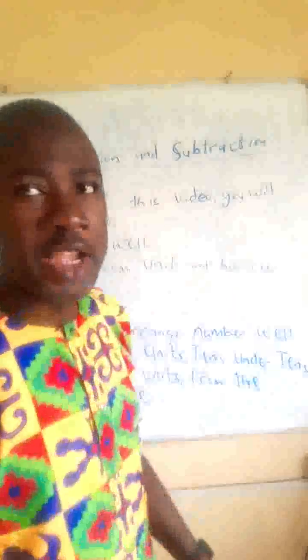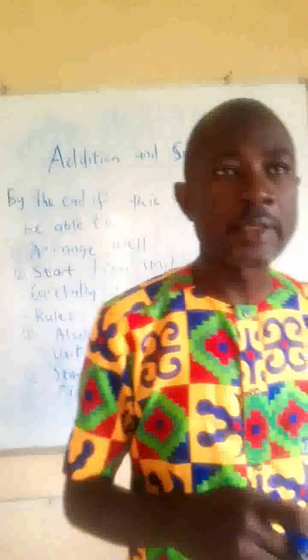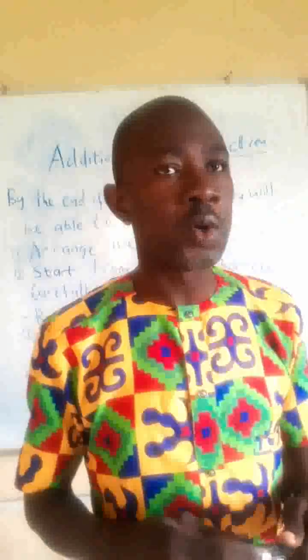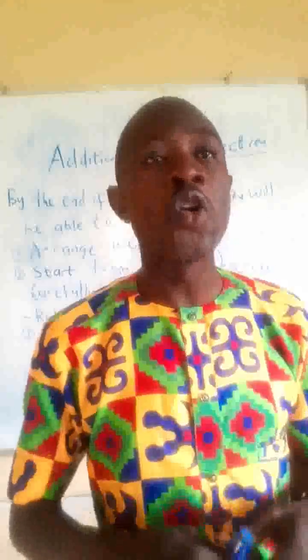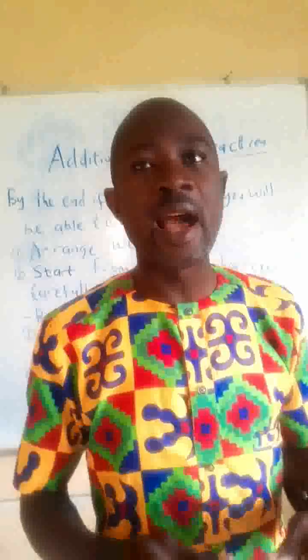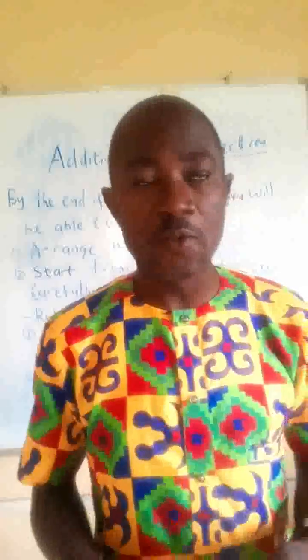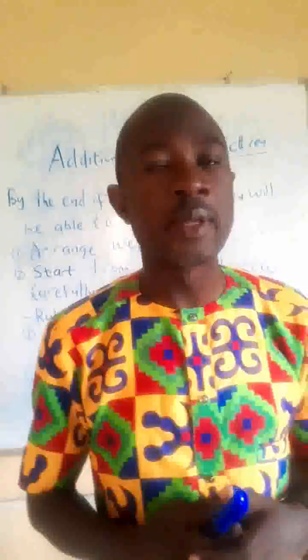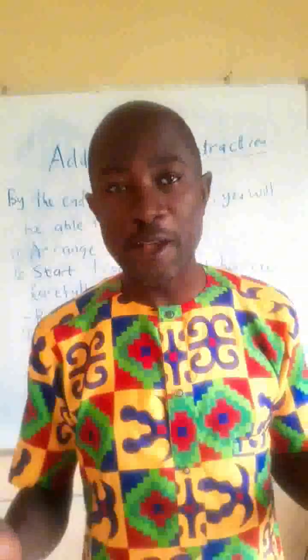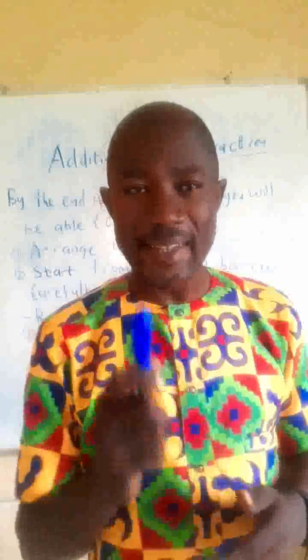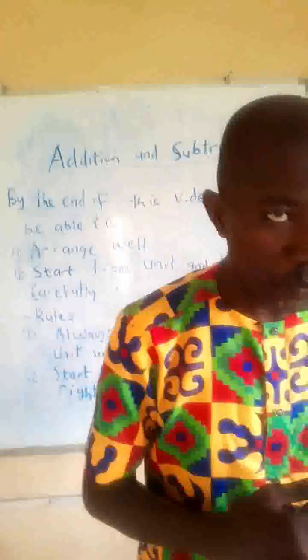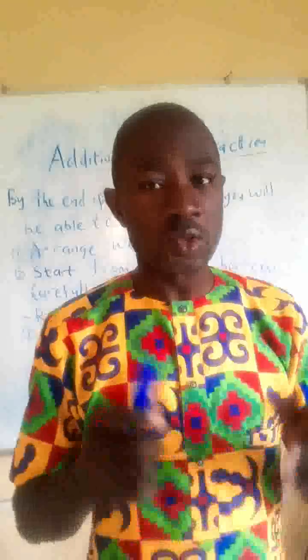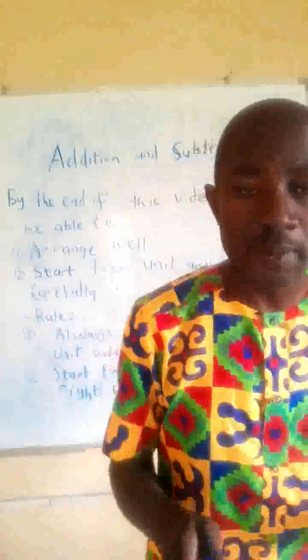Now imagine you go to the market and you want to buy a textbook that costs 1,005 and a pen that costs 1,000 naira. If you don't add it very fast, the person selling it to you can cheat you. So today we are going to fix that problem, how to add very fast.